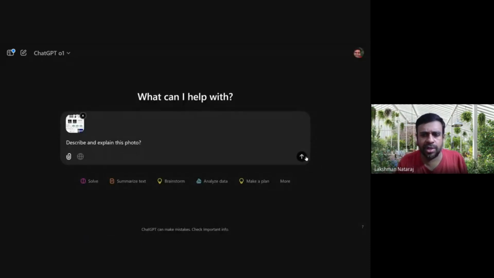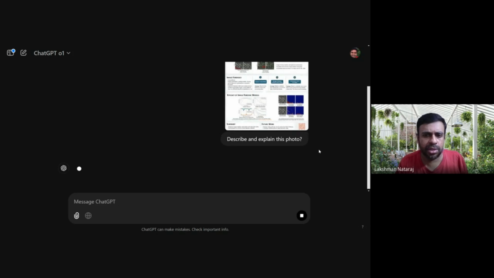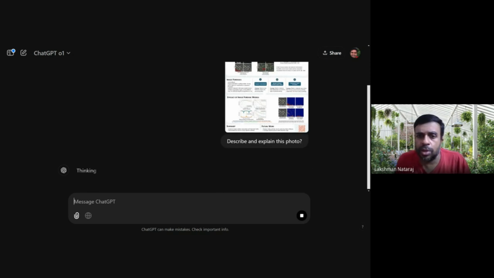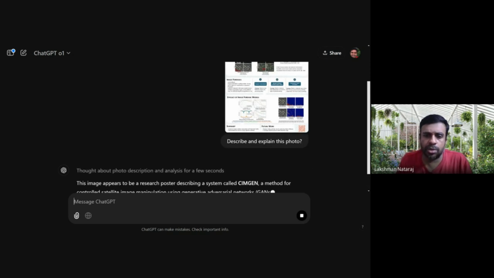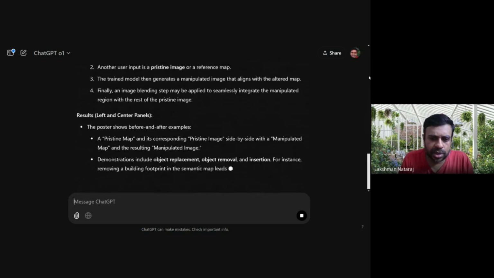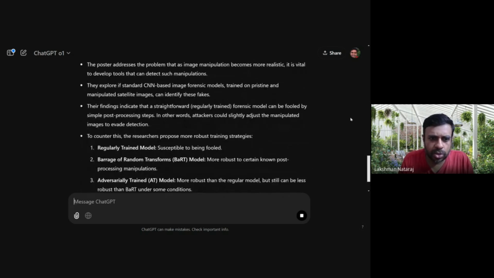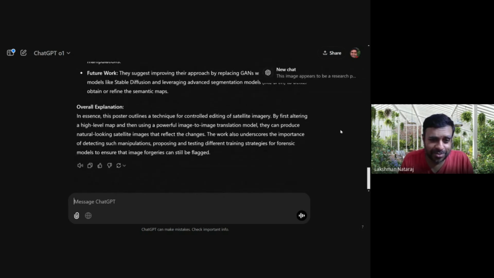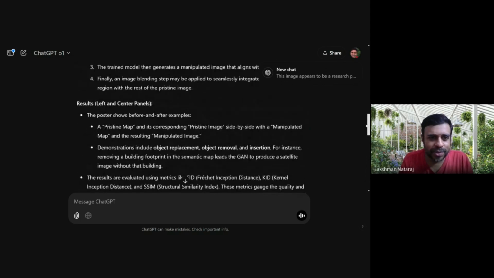So let's see if it's able to describe and explain this photo. I honestly don't know if it's going to, because it involves a lot of complexities, like images, block diagrams, text, and so on. And that's pretty fast for that. Let's see what it's saying.